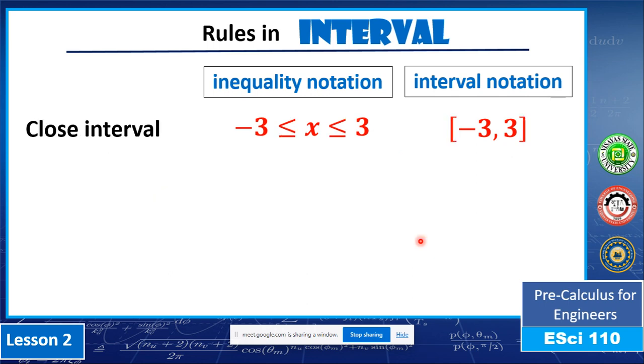For a closed interval, they use non-strict inequality symbols. So these are greater than or equal, less than or equal. For a closed interval, you should use the brace. This is the form of the brace. So it's like this.